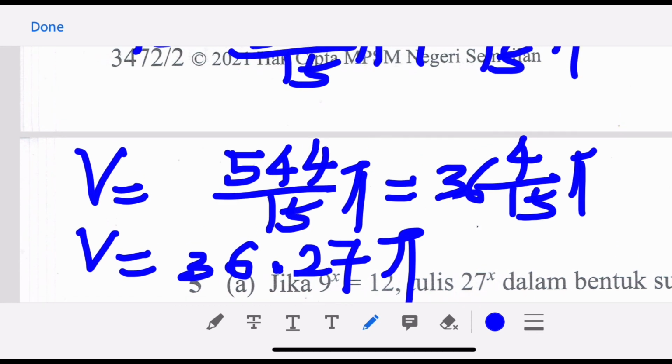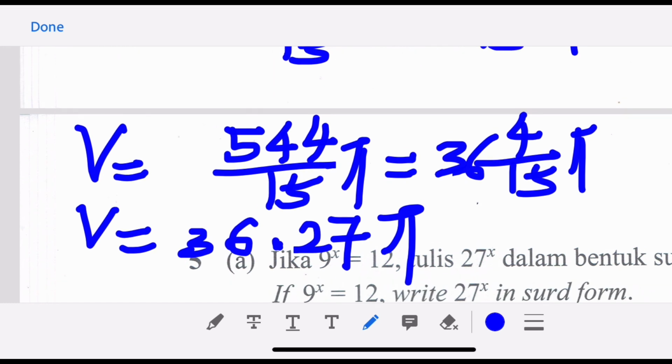So that's all my sharing on how to solve the question involving calculus to find the area and the volume.